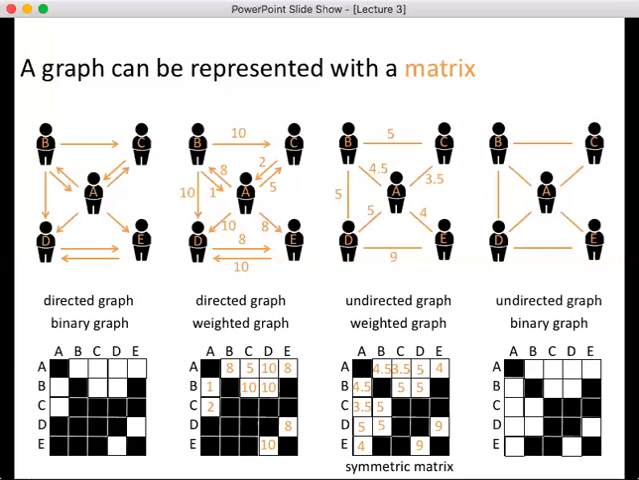And we can obviously transform it into an undirected binary graph by thresholding it, so that wherever the value of the cell is different from 0, we set it to 1. And again, this is a symmetric matrix because this is an undirected graph.